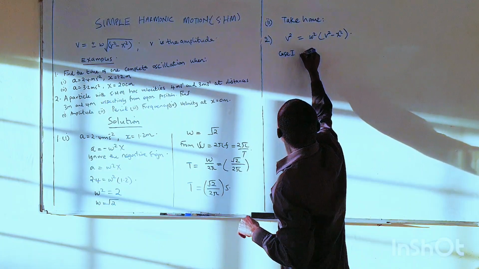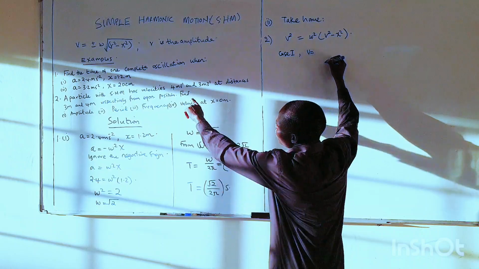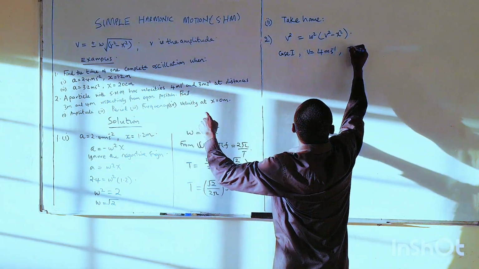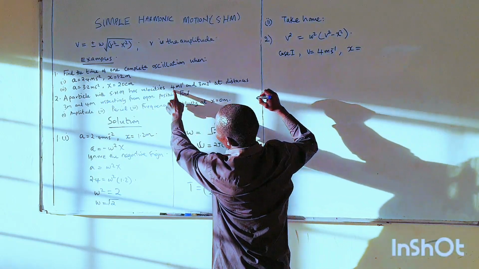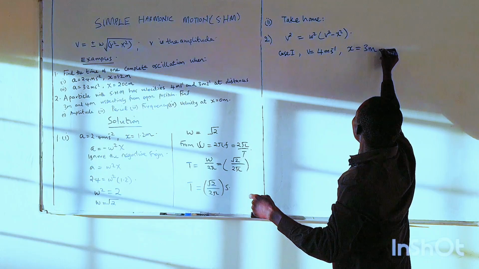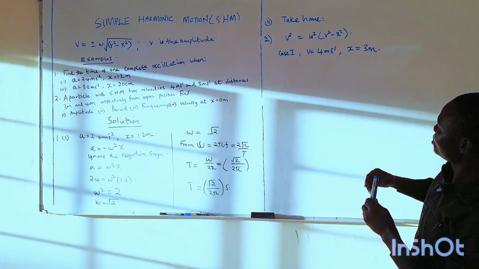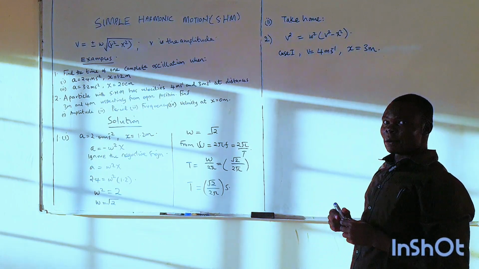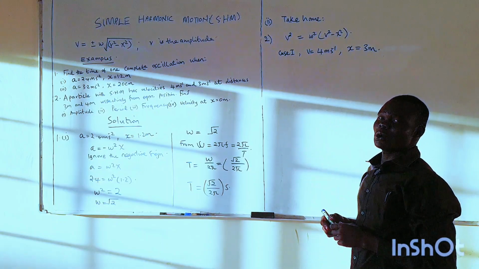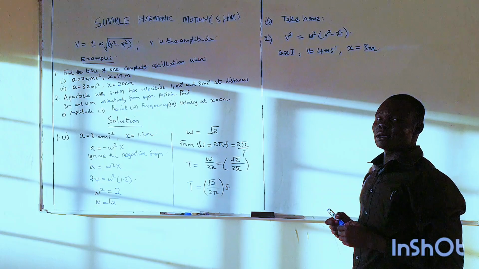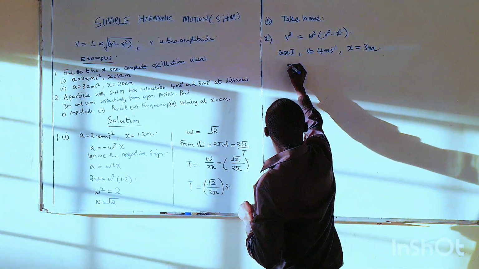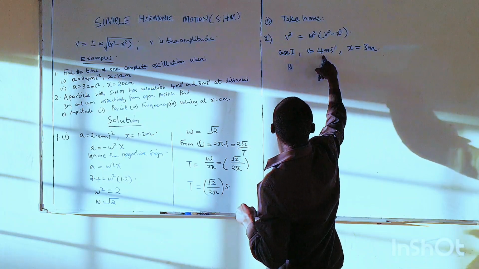Case 1. v is equal to 4 meters per second and its x is equal to 3 meters. So we substitute here, we form our equation 1. Later on, we also substitute using case 2, we form our equation 2, and of course, we shall have 2 equations. So let's substitute this one, v squared, we shall have 16 after substitution.